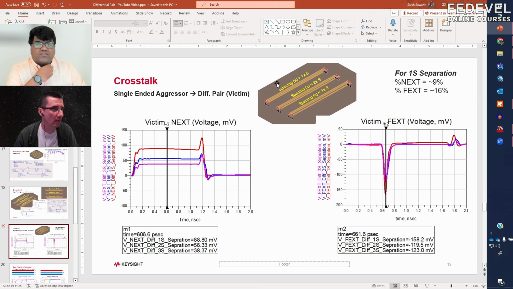Here we have these three cases: one spacing, two spacing, and three spacing. The responses that we have seen in the previous graph, I have now separated them. So all three near end crosstalk responses are listed down here.